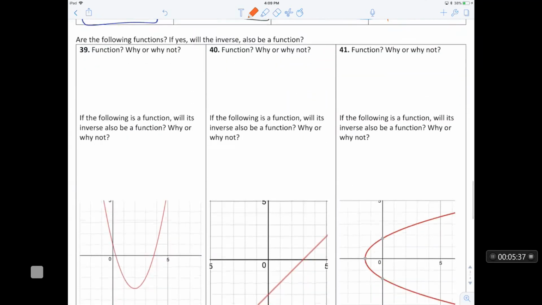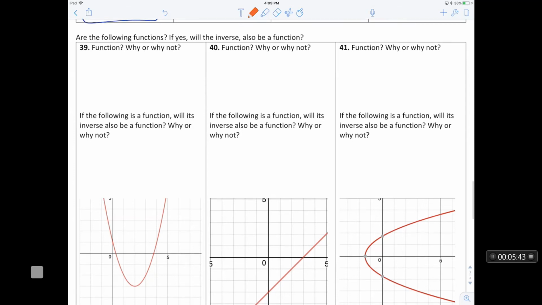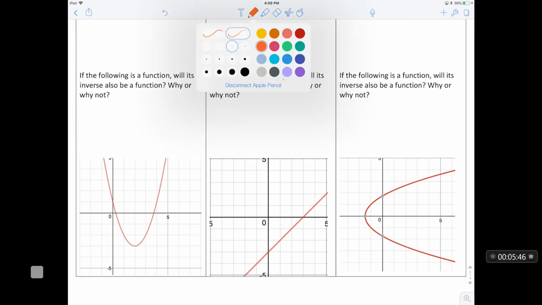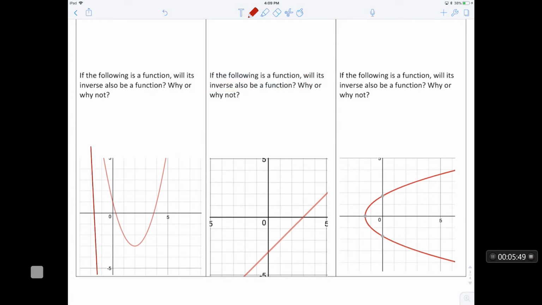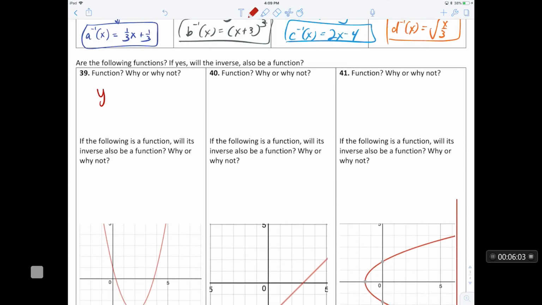Okay? Now, how do I tell if the following are functions? If yes, will the inverse also be a function? Well, if a graph is a function, it passes the vertical line test. Okay, so I can tell this one passes the vertical line test. So does this one. However, this one over here does not. So let's say yes, yes, no. This one passes, passes, fails the vertical line test.